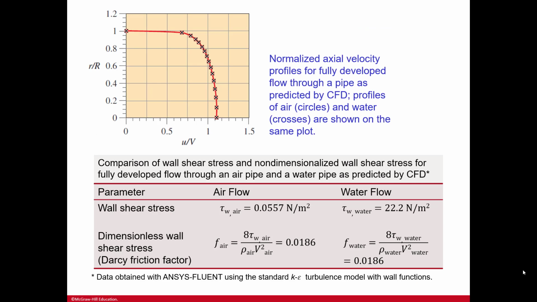So here is a depiction of these two flows performing similarly under a CFD calculation. It's the wall shear stress and non-dimensionalized wall shear for fully developed flow through an air pipe and a water pipe. You can see that the X's or the crosses are water and the circles are air, and you can see those points on this line performing the same.